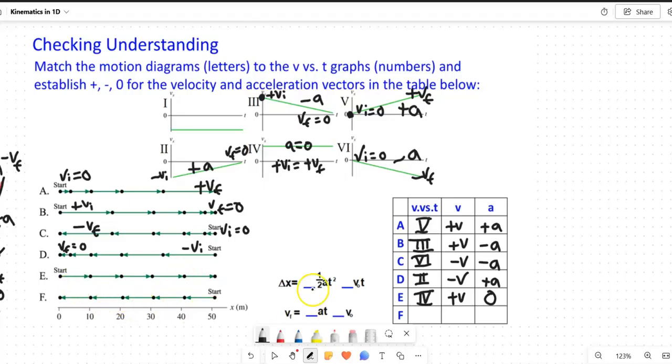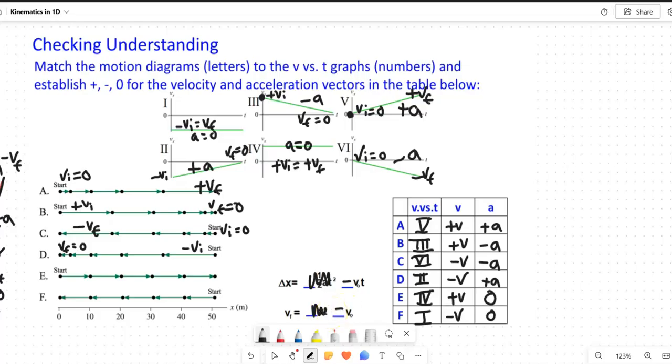So last one is F. So we know F is going to be matched up with Roman numeral 1. It's moving to the left the whole time, and since those dots are equally spaced, that is telling us the velocity is constant. That means the initial velocity is equal to the final velocity, although that acceleration is equal to 0. So this acceleration, it doesn't exist, but we have a negative velocity. The final velocity is equal to the initial velocity.